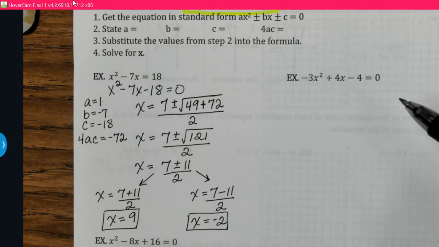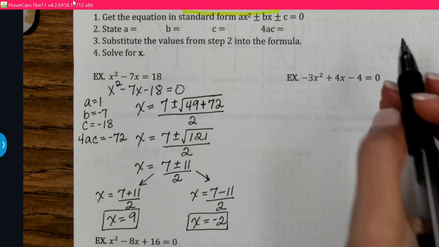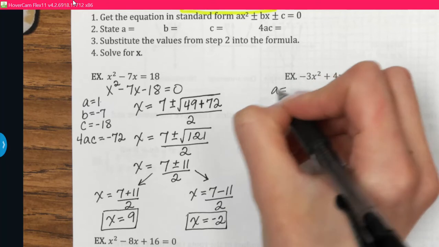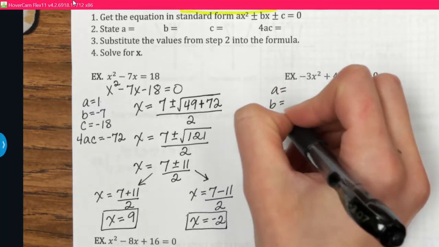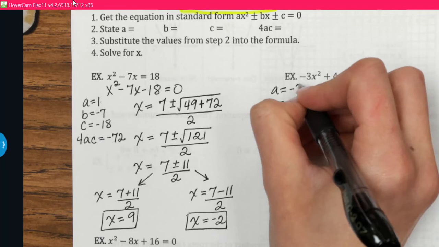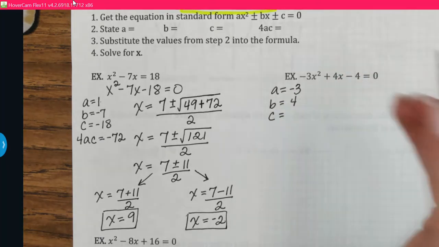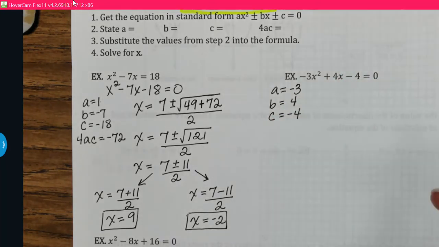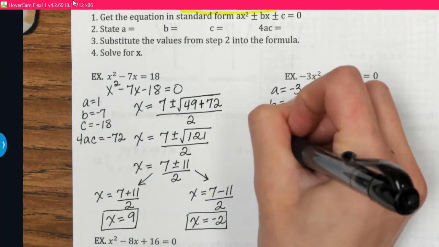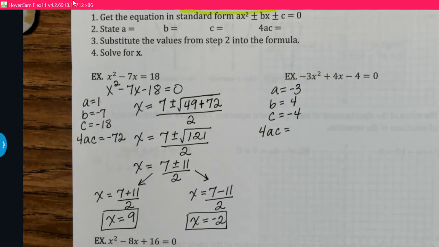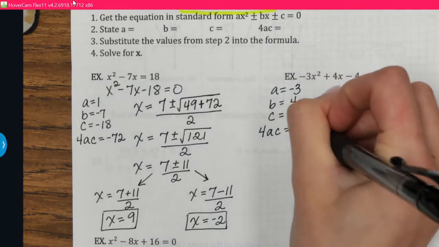So this next example, I've got negative 3x squared plus 4x minus 4. The good thing about the quadratic formula is it doesn't matter if your leading coefficient is negative, if it's greater than 1, whatever it is, it's okay. Okay, as long as it's equal to 0, which it is, so we're just going to identify our values. So my a is -3, my b is 4, and my c is -4. So when I do my 4ac, I'm doing 4 times -3 times -4, which would give you 48.